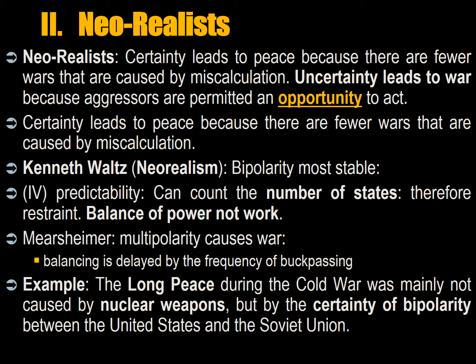Mearsheimer argues that multipolarity causes more war because the balancing is more uncertain. So there is more buck passing and in effect less balancing. What does that mean? Well, in the lead up to World War II, the Soviet Union and France were thinking about an alliance. And if they had thought of an alliance and implemented it, they could have stopped Nazi Germany.